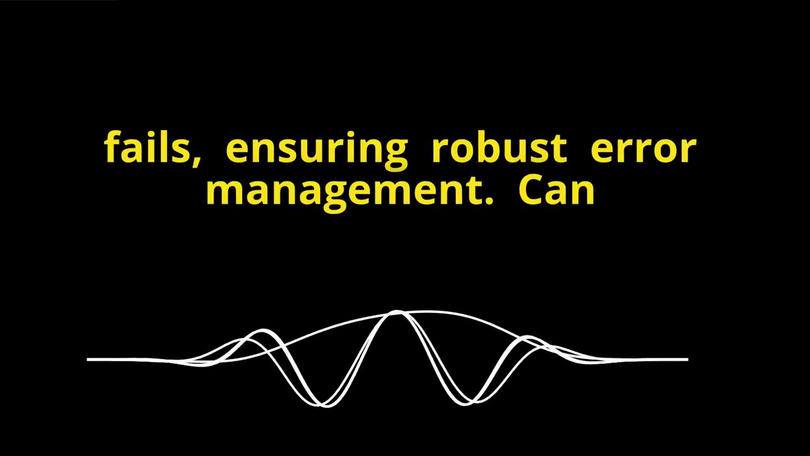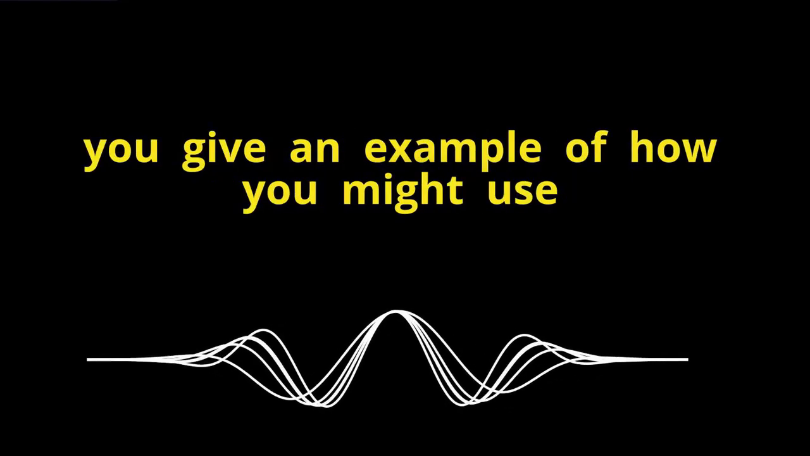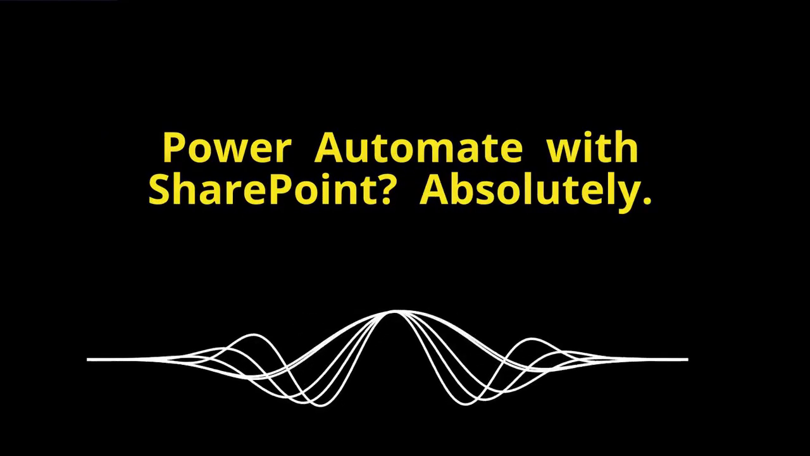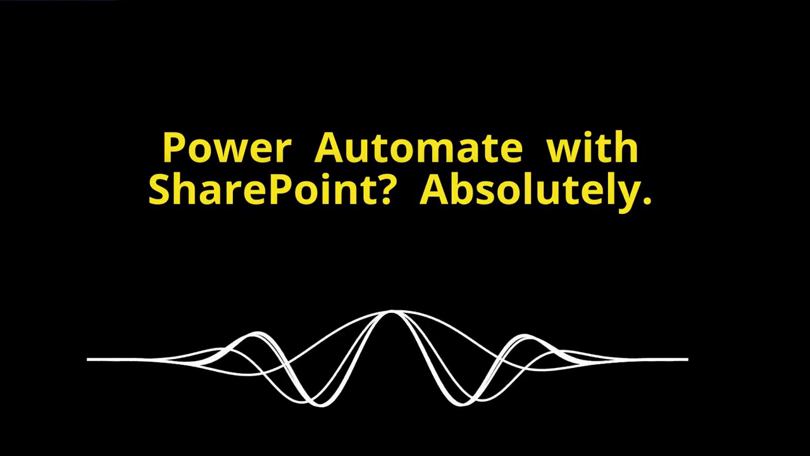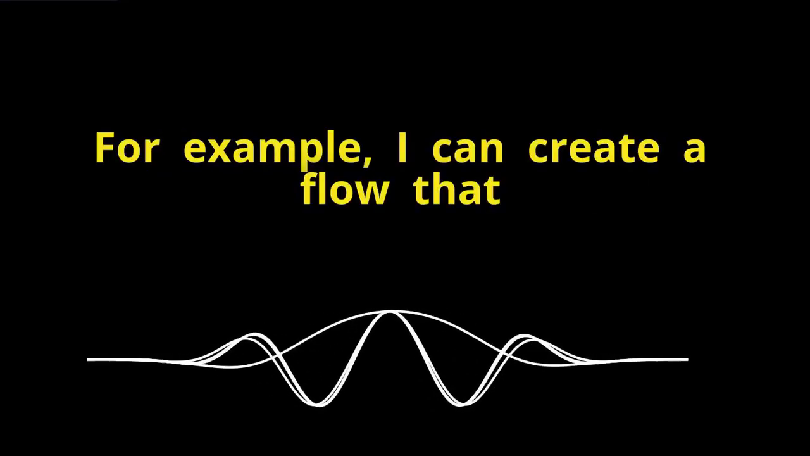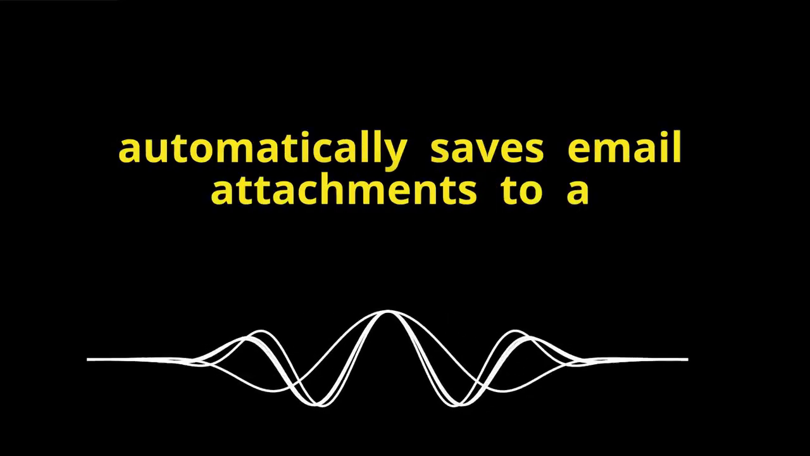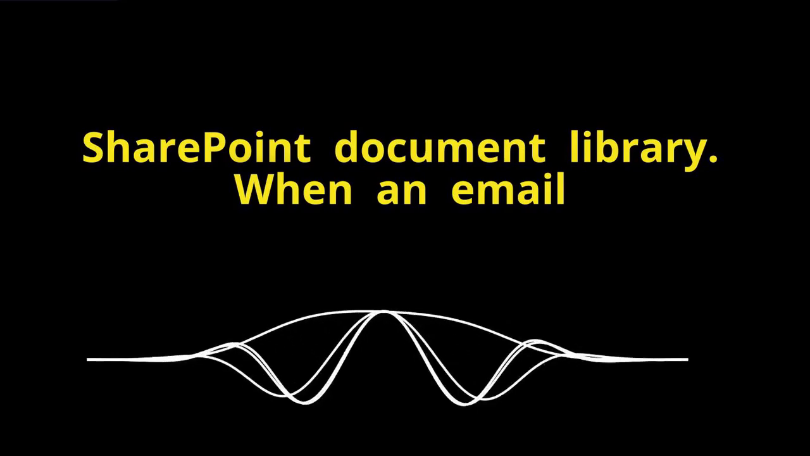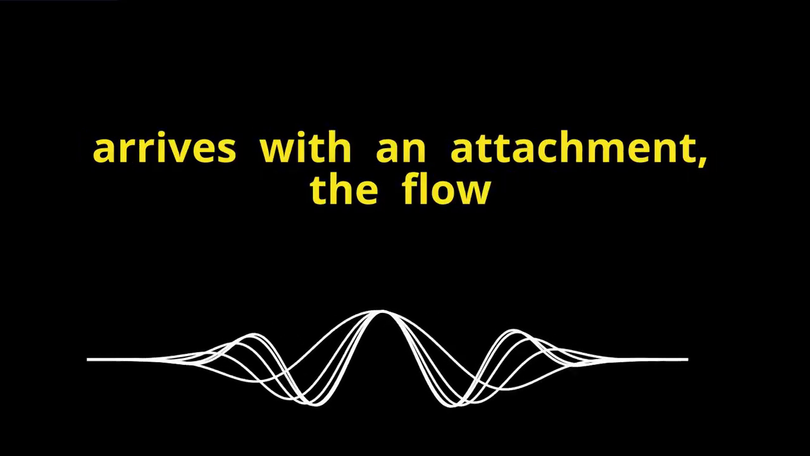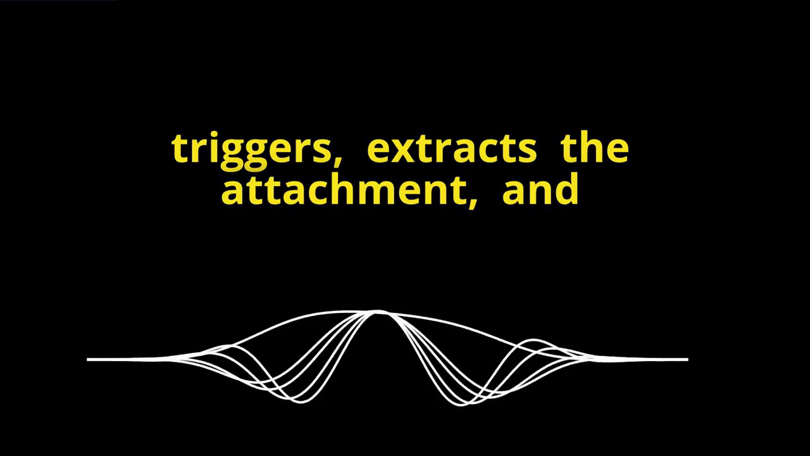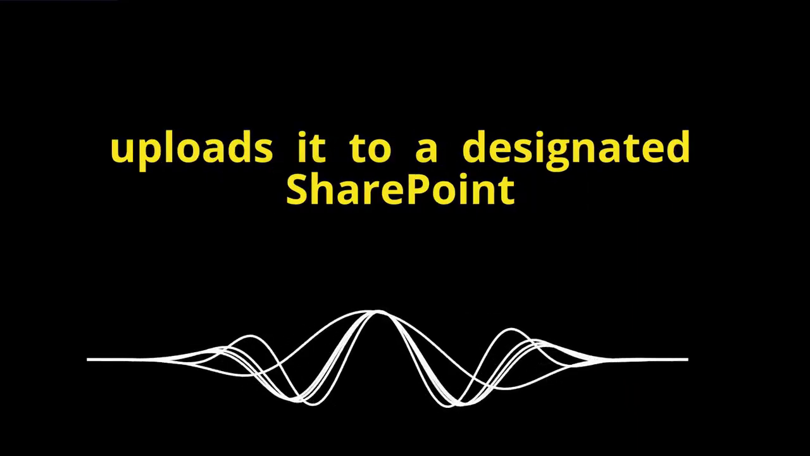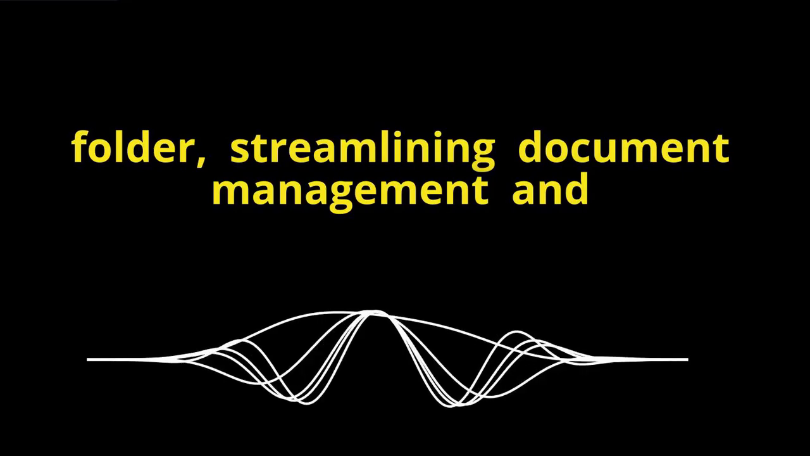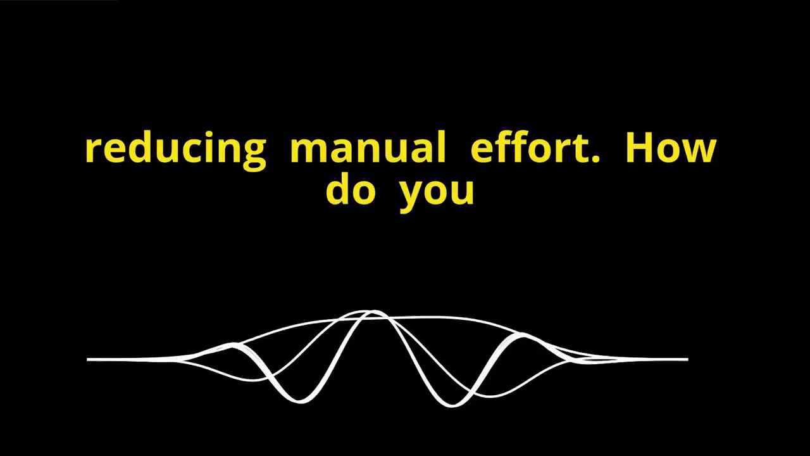robust error management. Can you give an example of how you might use Power Automate with SharePoint? Absolutely. For example, I can create a flow that automatically saves email attachments to a SharePoint document library. When an email arrives with an attachment, the flow triggers, extracts the attachment, and uploads it to a designated SharePoint folder, streamlining document management and reducing manual effort.